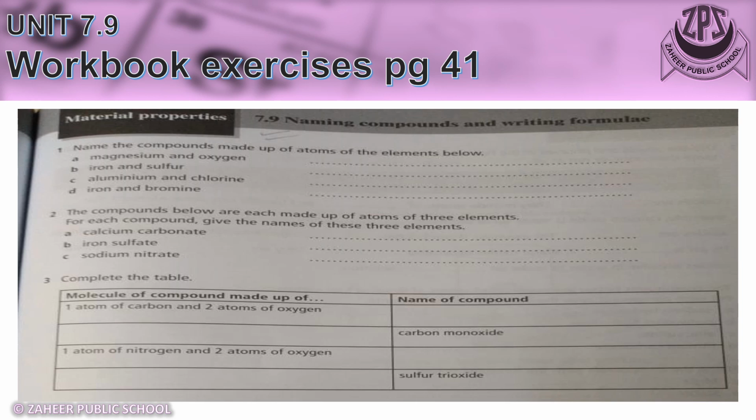Now in the third question, you have to complete the table. In the first section, the molecule of the compound is made up of one atom of carbon and two atoms of oxygen. So the name of the compound would be carbon dioxide because it consists of one carbon atom and two oxygen atoms. For the second one, the name of the compound is carbon monoxide. So you have to write that the molecule of the compound is made up of one atom of carbon and one atom of oxygen. And you have to do the other two parts by yourself.